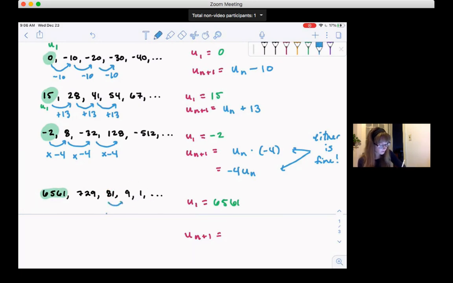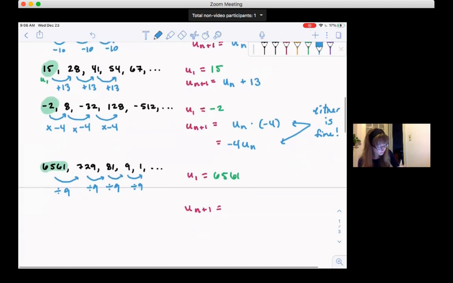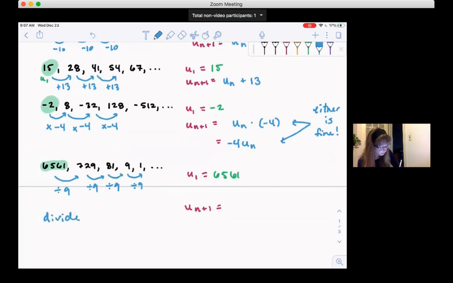81 to 9 is divided by 9. 9 to 1 is divided by 9. So let's check if that works for the others. 6561 divided by 9 is 729. And then 729 divided by 9 gives us 81. So our pattern is divide by 9, or remember, division is the same as multiplication by a fraction. So dividing by 9 is the same as multiplying by 1/9.